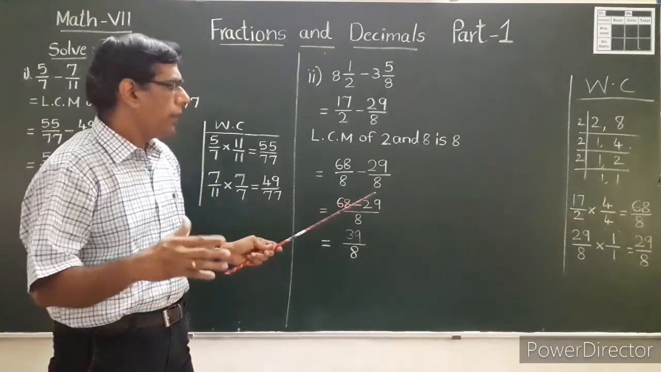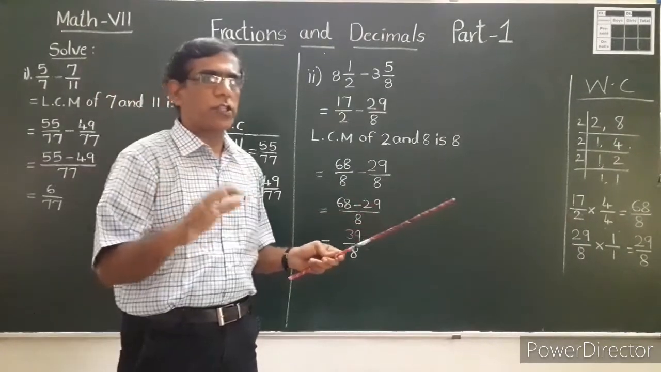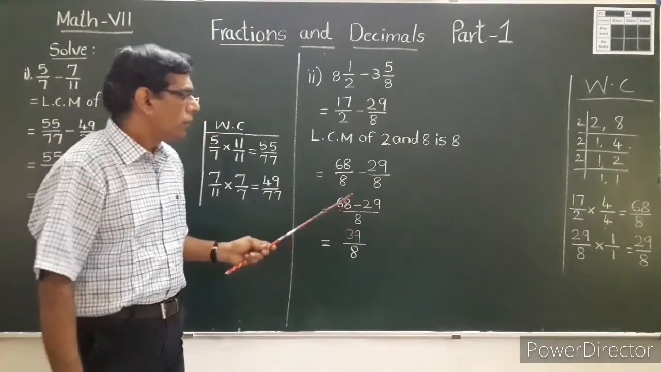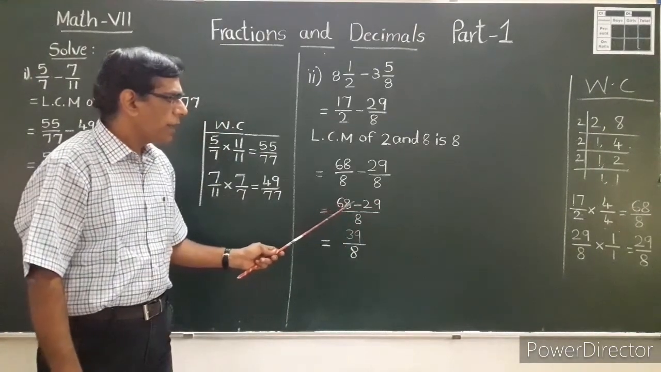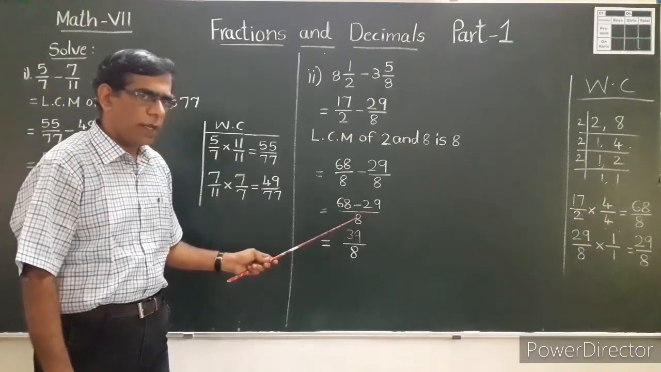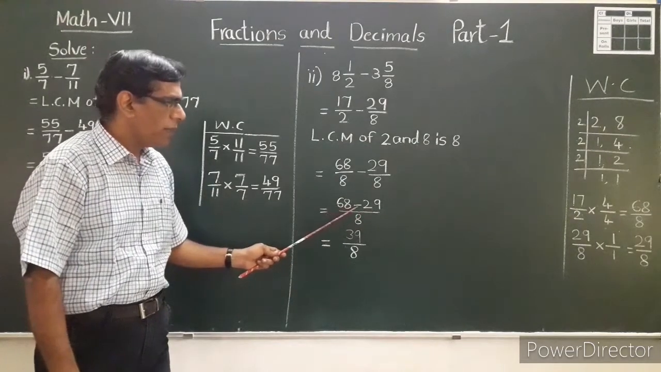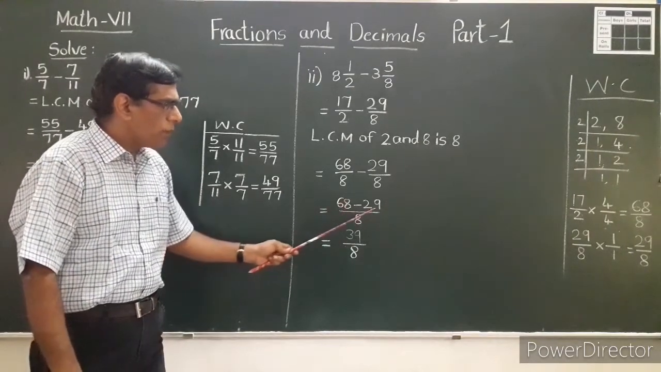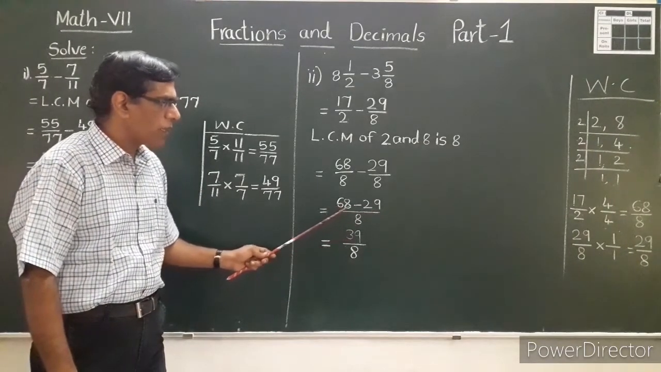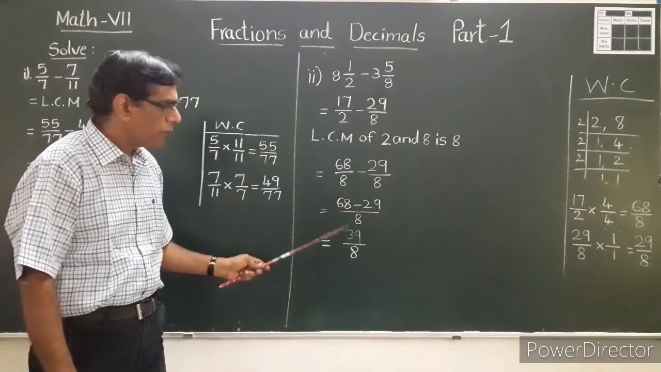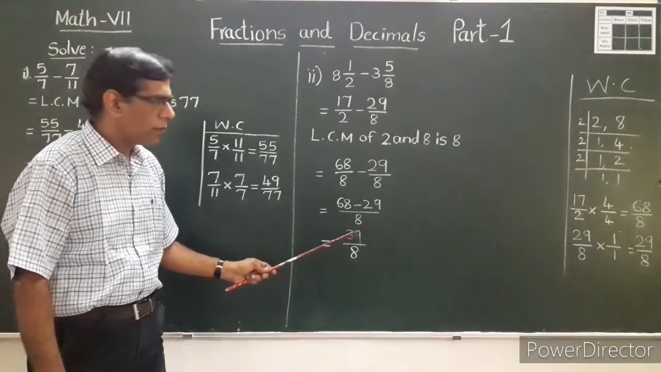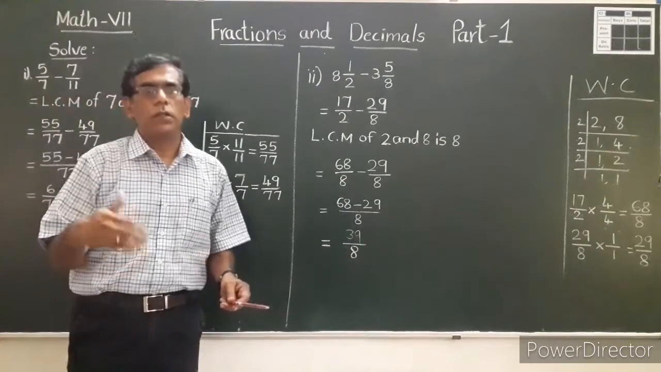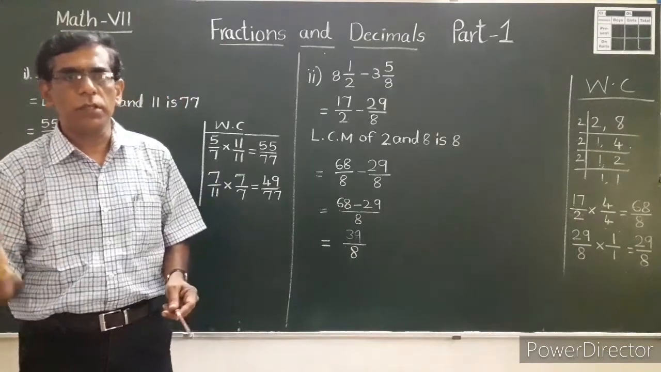So I will convert the unlike fractions into like fractions. Now 68 minus 29 divided by 8. When we subtract 29 from 68, the difference is 39. 39 divided by 8.